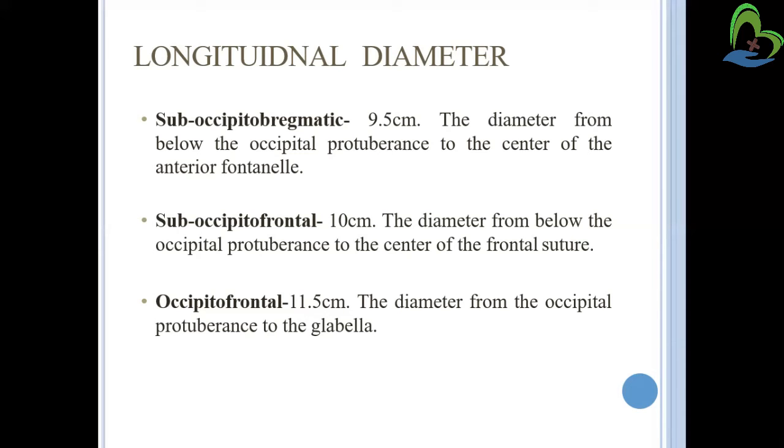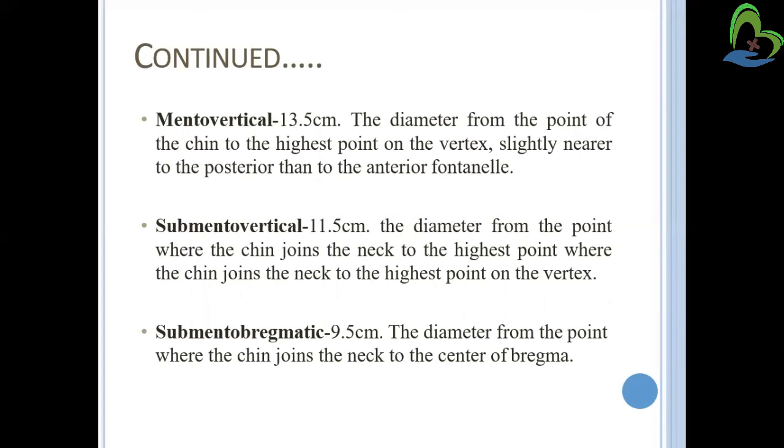Then third is the occipitofrontal. It measures about 11.5 centimeters. It is the diameter from the occipital protuberance to the glabella. Then the other is the mentovertical. The diameter is from the mentum, the chin. It measures about 13.5 centimeters. It is the diameter from the point of the chin to the highest point of the vertex, slightly nearer the posterior than the anterior fontanelle.